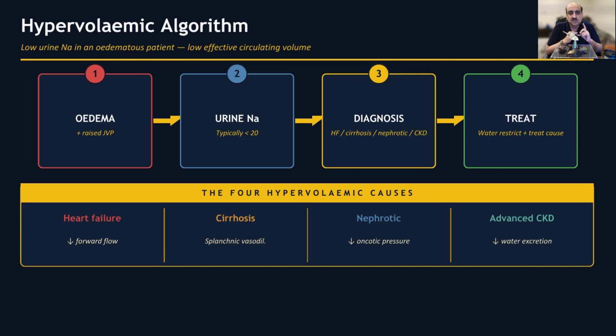Typically, the urine sodium is less than 20, especially if it's a non-renal etiology. For example, in heart failure, you have a forward flow problem, and that leads to low ECV. In cirrhosis, the splanchnic vasodilatation drops the effective circulating volume. In nephrotic syndrome, due to hypoalbuminemia, there is reduced oncotic pressure and hence reduced circulating volume. Now, in case the urine sodium is above 40, it means a primary renal etiology. Okay, so AKI and CKD.